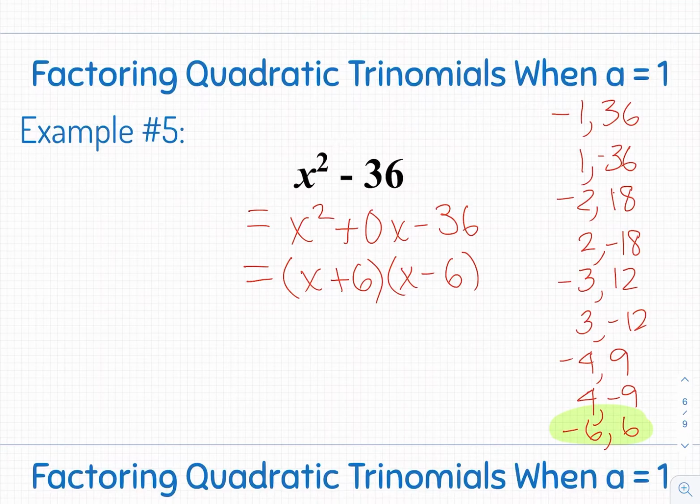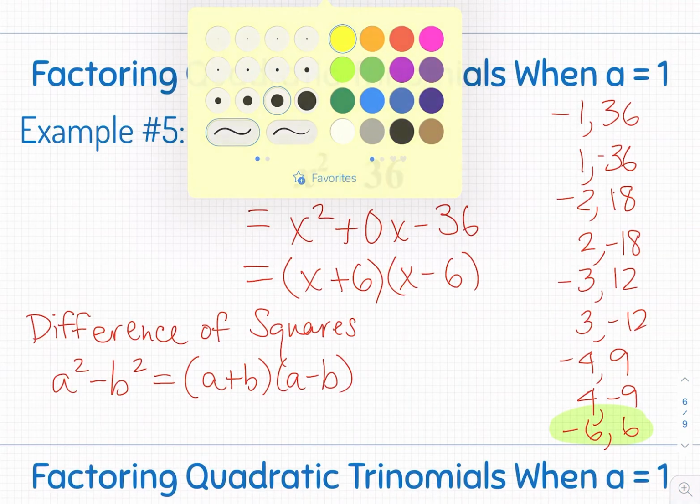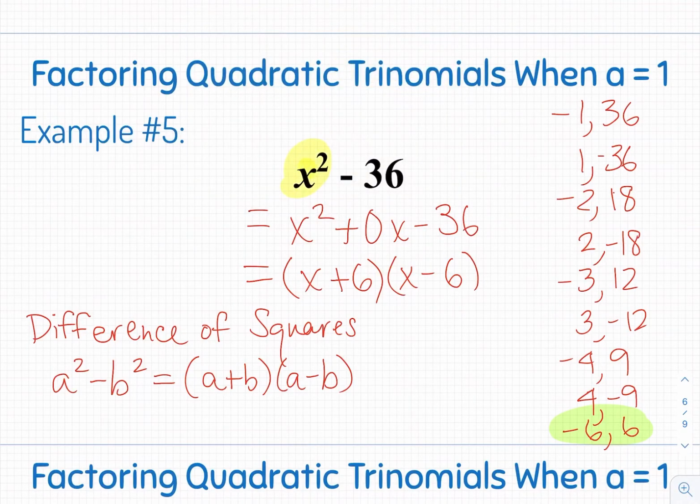This example actually has a special name. It's called the difference of squares. So the difference of squares says that if you have a squared minus b squared, it's always going to be a plus b, a minus b. In other words, it's always going to be the square root of this first part, x, plus the square root of the second part, so 6, and then the square root of the first minus the square root of the second.